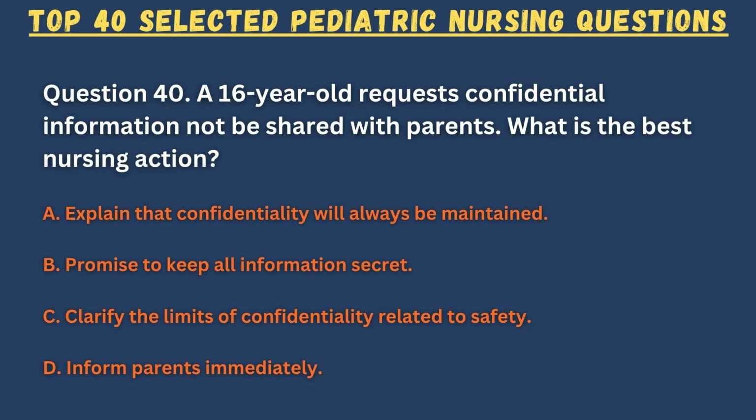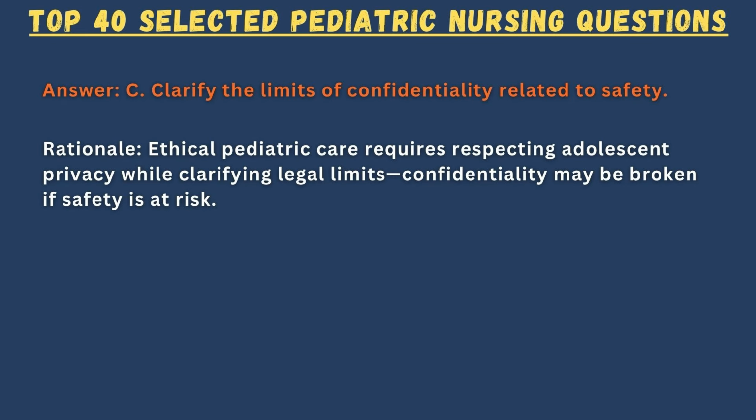Question 40. A 16-year-old requests confidential information not be shared with parents. What is the best nursing action? A. Explain that confidentiality will always be maintained. B. Promise to keep all information secret. C. Clarify the limits of confidentiality related to safety. D. Inform parents immediately. Answer. C. Clarify the limits of confidentiality related to safety. Rationale. Ethical pediatric care requires respecting adolescent privacy while clarifying legal limits. Confidentiality may be broken if safety is at risk.